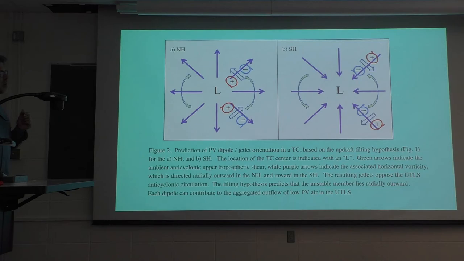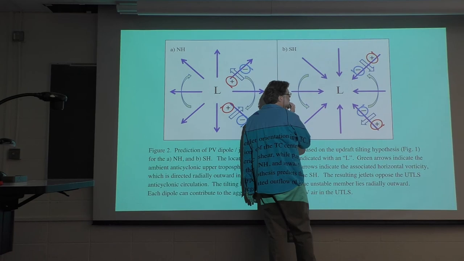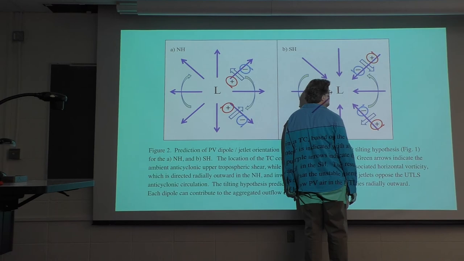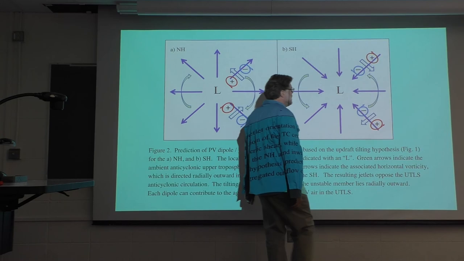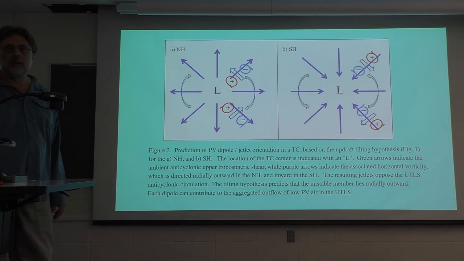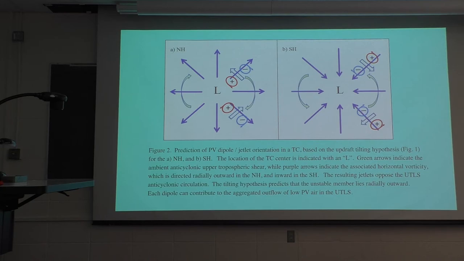So in the southern hemisphere with this theory, the upper tropospheric shear is again anticyclonic, which means clockwise in the southern hemisphere. And so that means that the horizontal vorticity is pointed radially inward, and if you have an updraft, then it'll tilt that inward vorticity upward, and the positive PV will be on the outside. The downward or negative PV anomaly will be on the inside. You might think, oh, is southern hemisphere dynamics radically different? No, the positive member in the southern hemisphere is inertially unstable. So inertially unstable members are created radially outward from these convective processes.